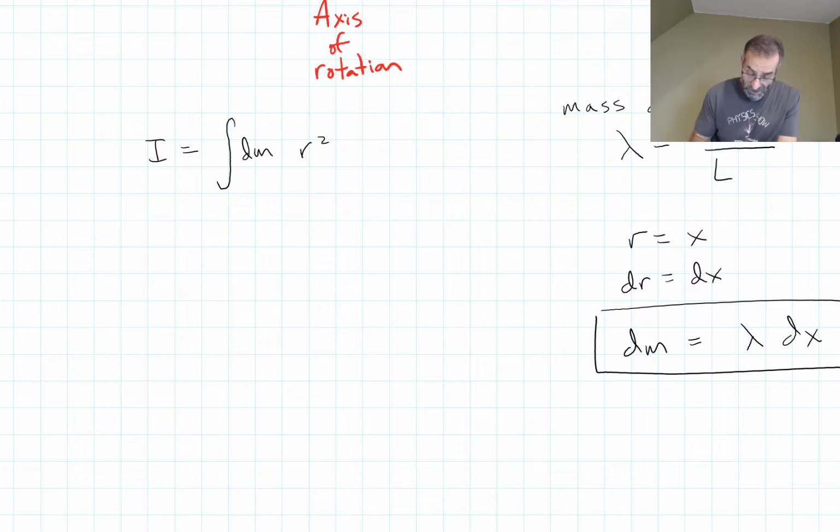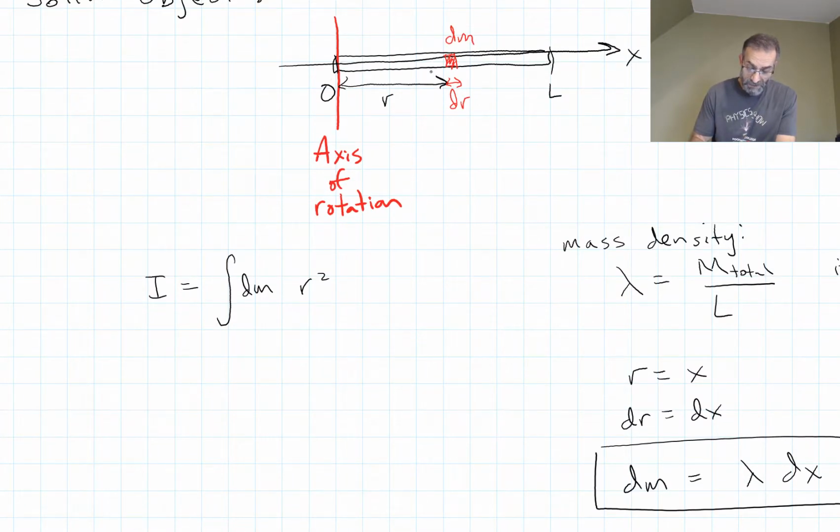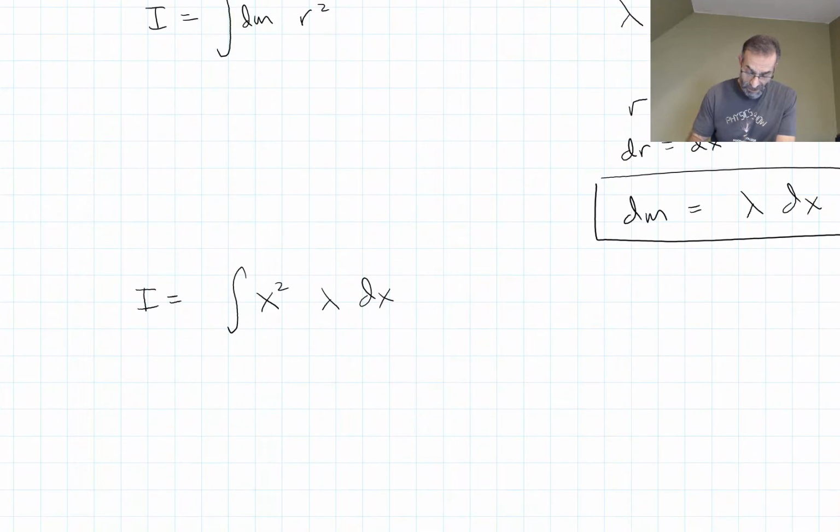So I go back to my function for I, and it's going to be the integral of r squared, and we just said r was x, dm. dm is going to be lambda dx. And what am I integrating over? I'm integrating over the rod. It starts at the origin and it ends at L. So I'm integrating x from 0 to L. And let's keep things simple right now. Let's make the mass density uniform or constant, which means it comes out of the integral.